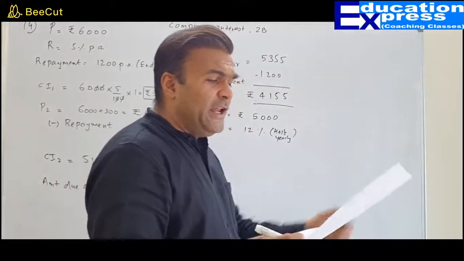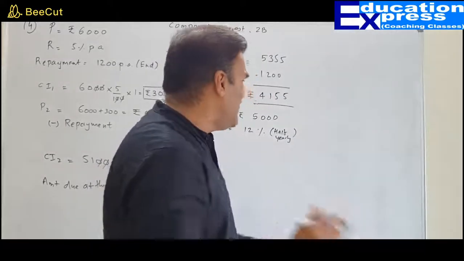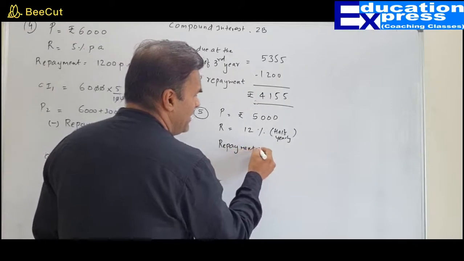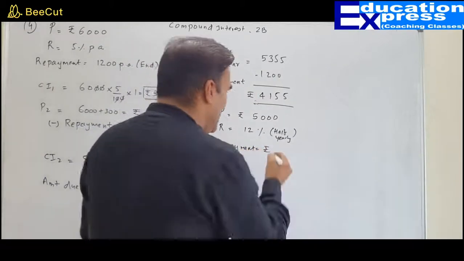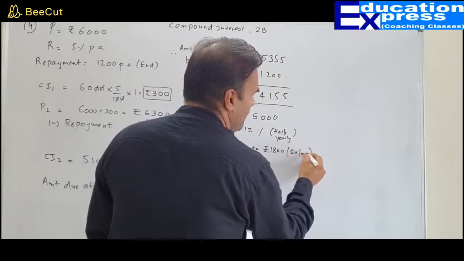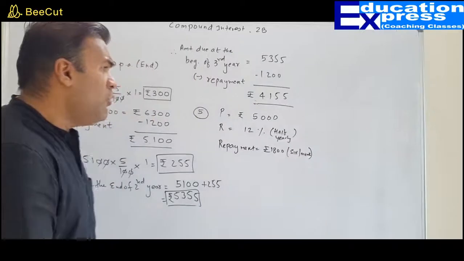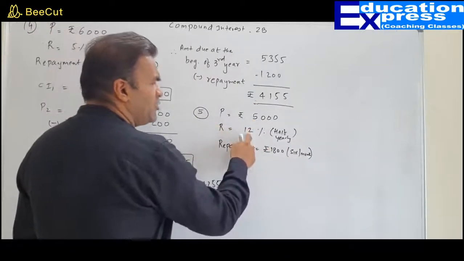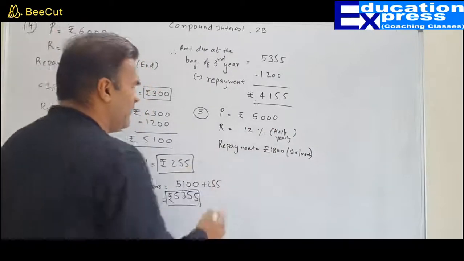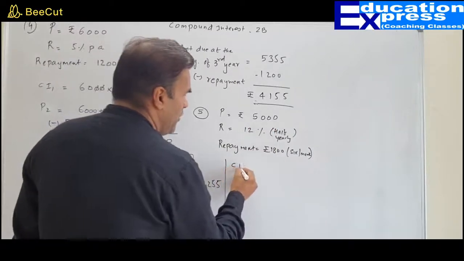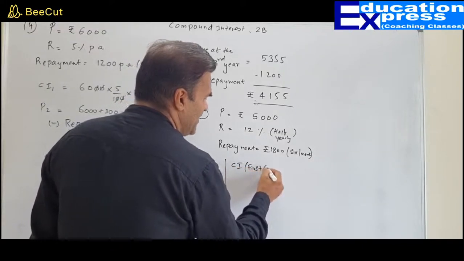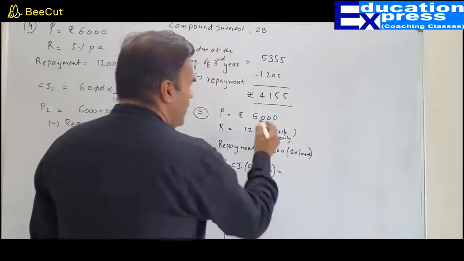He repays 1800 at the end of every 6 months. There is a repayment. How much is the repayment? So repayment is rupees 1800 every 6 months. So amount borrowed 5,000, rate of interest 12%, every half year repayment of 1800. Let us begin. So the compound interest for the first 6 months, that would be how much?